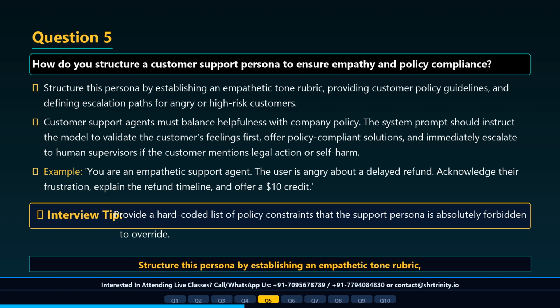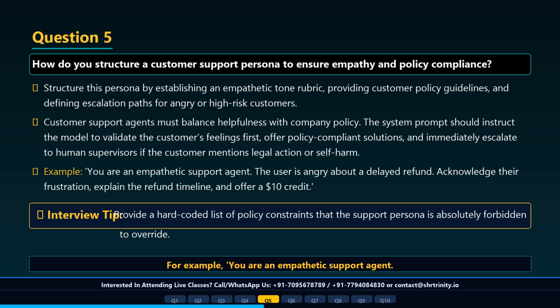Structure this persona by establishing an empathetic tone rubric, providing customer policy guidelines, and defining escalation paths for angry or high-risk customers. Customer support agents must balance helpfulness with company policy. The system prompt should instruct the model to validate the customer's feelings first, offer policy-compliant solutions, and immediately escalate to human supervisors if the customer mentions legal action or self-harm.